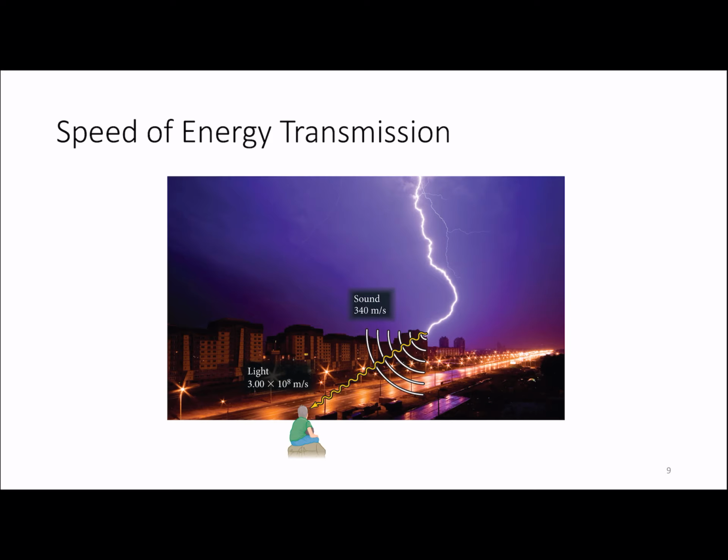And you can witness this in a thunderstorm. If you're in a thunderstorm, you'll see lightning, and then several seconds later, you'll hear thunder. Now, lightning and thunder are not separate phenomena. They're the same, but the reason why we see the lightning before we hear the thunder is because light travels much, much faster than sound does.